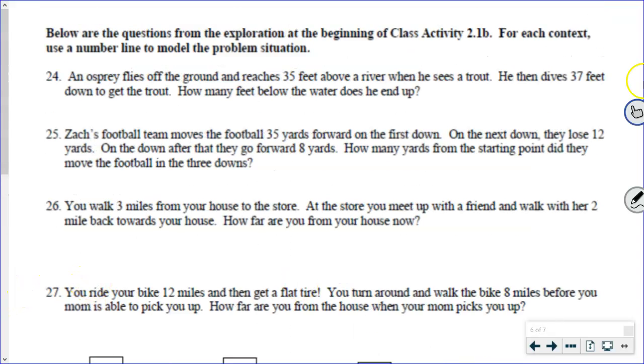Now, it doesn't say to do this, but I want us to all do it anyway. I want us to write the mathematical expression. What's happening? We're starting at +35. And what are we doing? Go ahead, Dylan. Very good. We're adding a -37. That's exactly what we're doing. And I want you to keep that in mind because in number 25, you're going to be tempted to write it as subtraction, but I want us to talk about it as adding negatives.